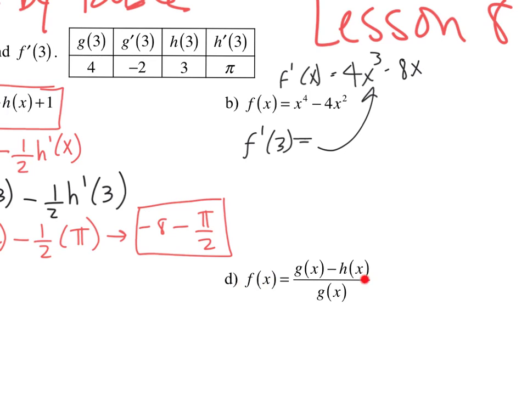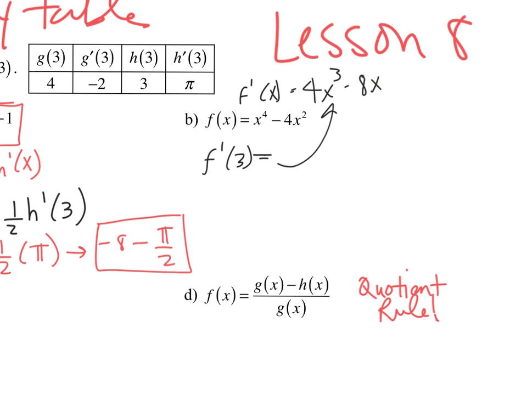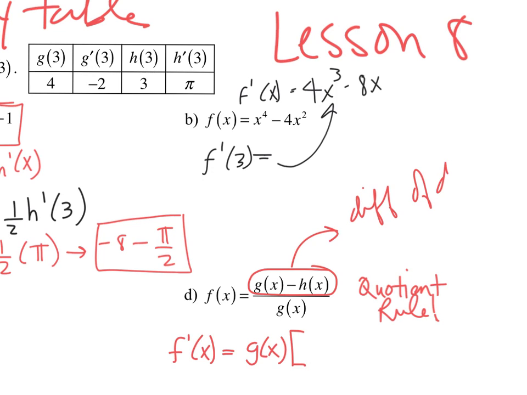So to find f prime of 3 for D, first we have to find f prime of x. If you take a look, this is a quotient, so I will be using the quotient rule. Quotient rule is low D high minus high D low over low squared. So f prime of x is low multiplied by D high. D high is the derivative of that difference. Remember the sum and difference rule: the derivative of the difference is the difference of the derivatives. So basically g prime of x minus h prime of x.